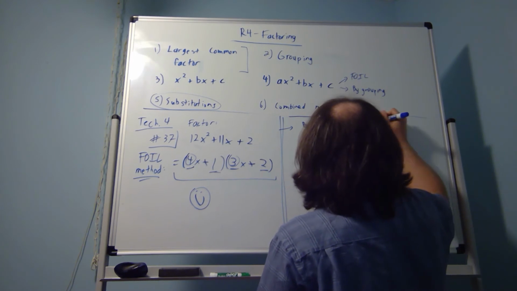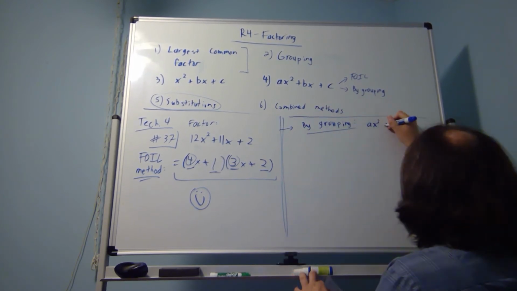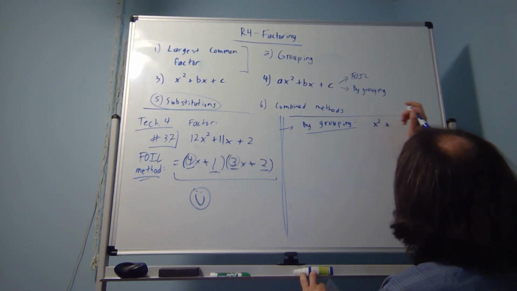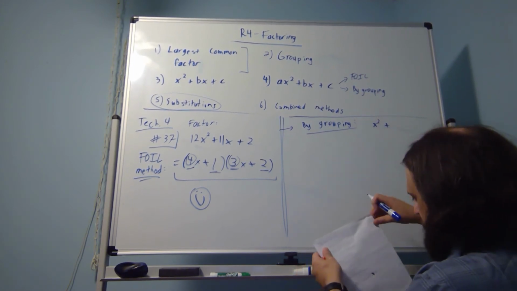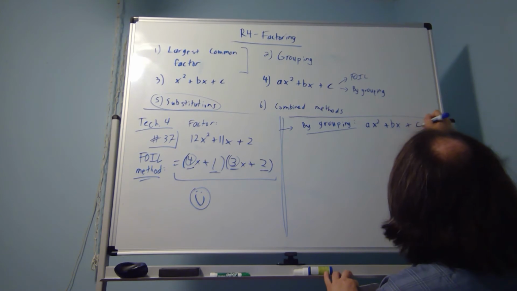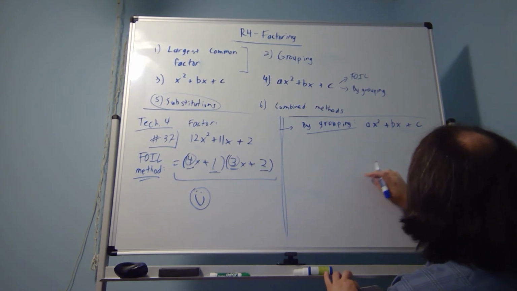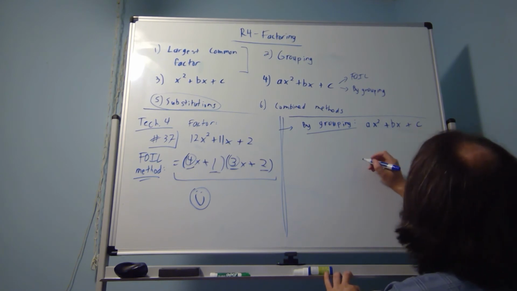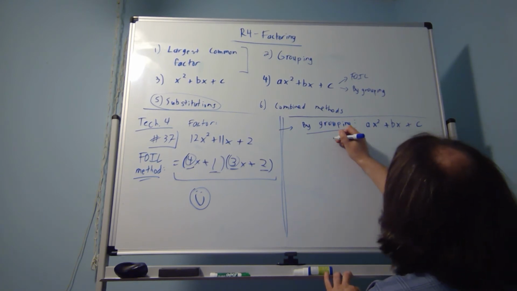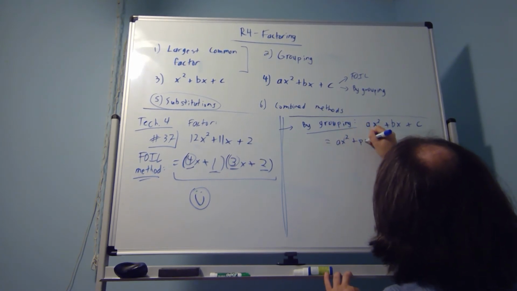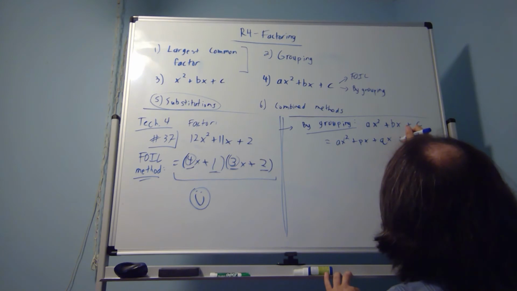So if you have ax squared plus bx plus c, there's a little tiny twist on it. You want to figure out how to group the middle term. You want to write ax squared plus px plus qx plus c.